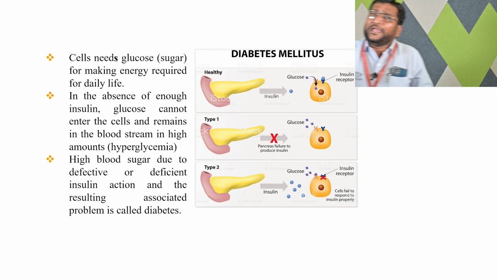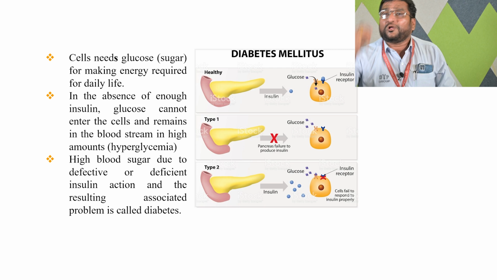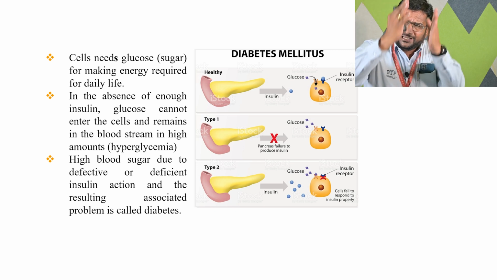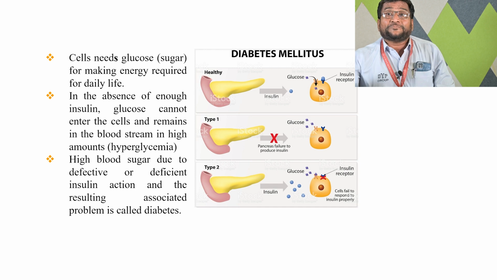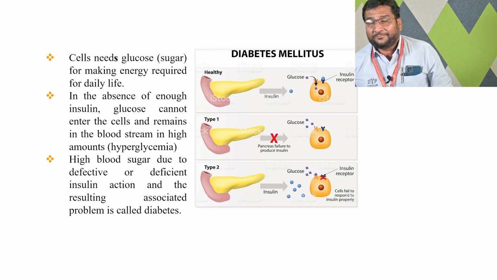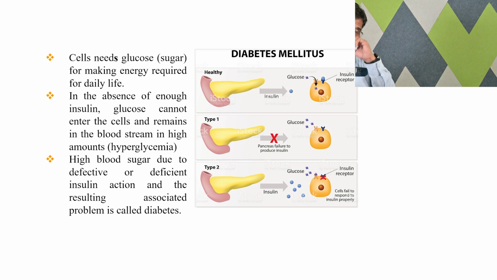And in case of type 2, two parts are there. Either the beta cells of the pancreas are unable to produce a sufficient amount of insulin, or insulin is produced in sufficient amount but the insulin receptor cells fail to respond to the insulin properly. That is type 2. And generally type 2 diabetes mellitus occurs after the age of 40.